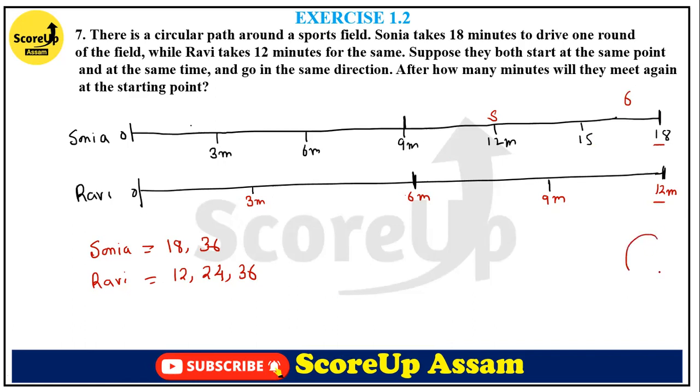After 12 minutes, where will Sonia be? Sonia will be here approximately. So that means 24 minutes, and again after 12 minutes, Ravi will be there, and Sonia will be here. They will be in the same position. That's why we try to find the LCM.